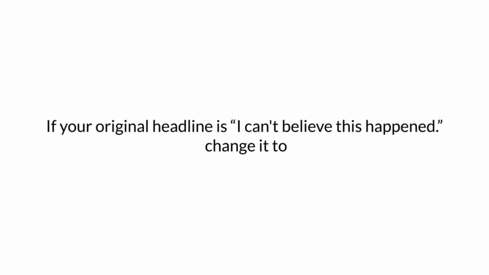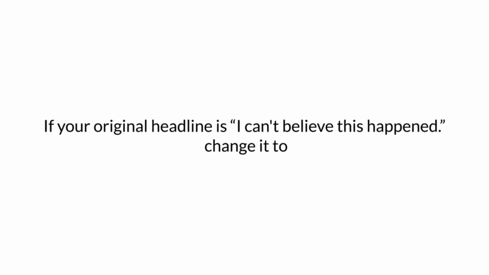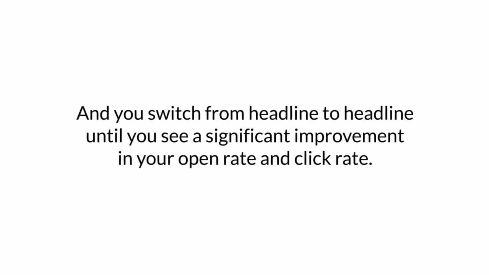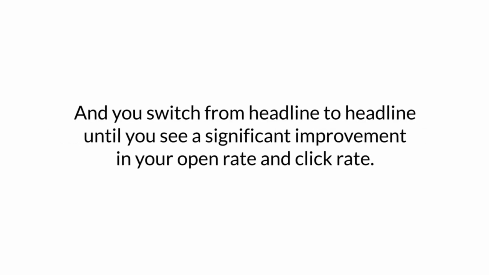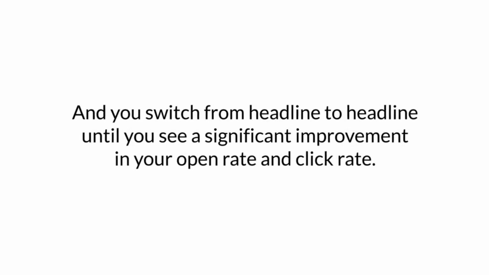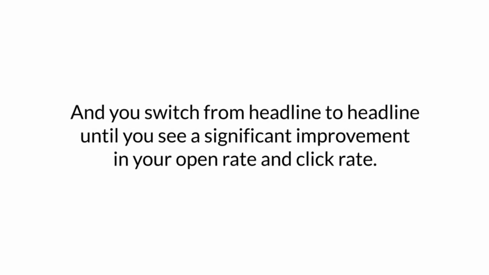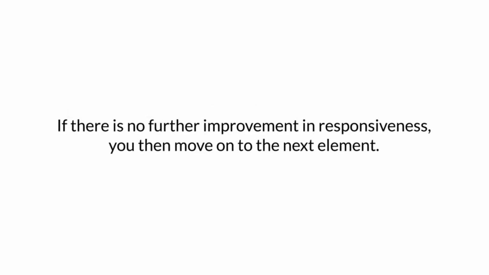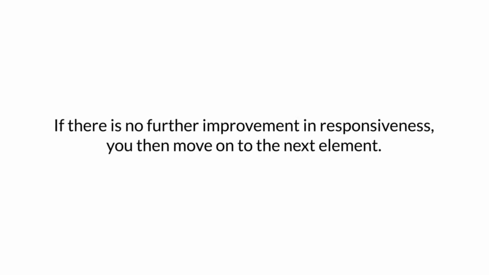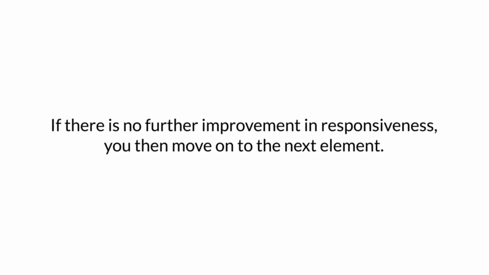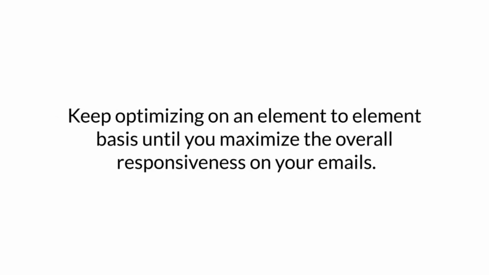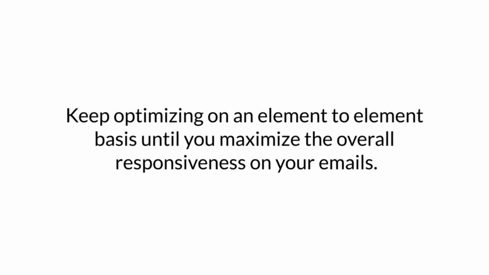For example, if your original headline is, "I can't believe this happened," change it to, "This little secret got me a new Mercedes-Benz." And you switch from headline to headline until you see a significant improvement in your open rate and click rate. Once you see an improvement, make small variations of that headline and test again to see if you can get more improvements. If there is no further improvement in responsiveness, you then move on to the next element. In this case, you can change the type of content, and from there, move on to call to action and content length. Keep optimizing on an element-to-element basis until you maximize the overall responsiveness of your emails.